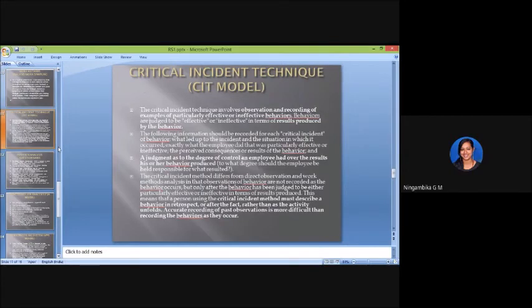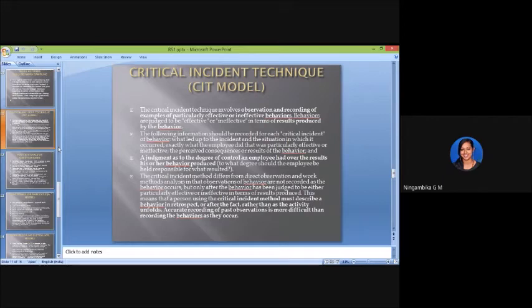The next one is the critical incident technique, or CIT model. This is a very important question, as I said in the beginning. This type of method involves observation and recording of examples of particularly effective or ineffective behavior. The title itself says it is incident based, on some particular situation. They gather more and more information, or it might be the workflow they do, about the behaviors. Behaviors are judged to be effective or ineffective in terms of the results produced by the behavior.